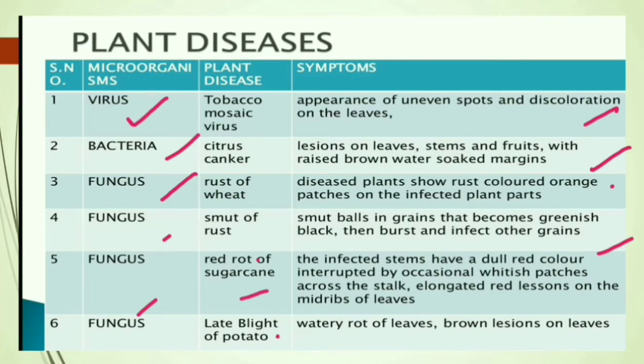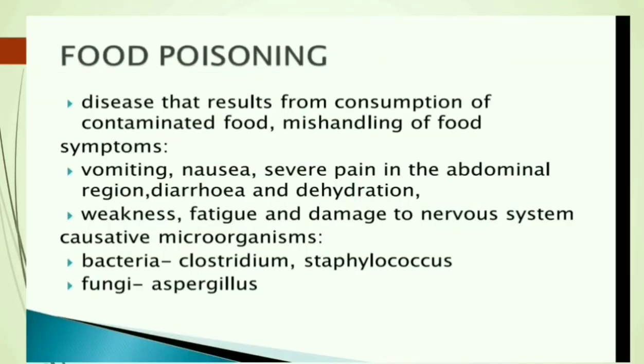Red rot of sugarcane white होता है, sometime in between it comes as orange reddish color, so that is known as red rot of sugarcane. Dull red color हो जाएगा उसके अंदर. Then late blight of potato, watery rot of leaves, brown lesions on the leaves. So these are few diseases caused in plants by certain microorganisms.